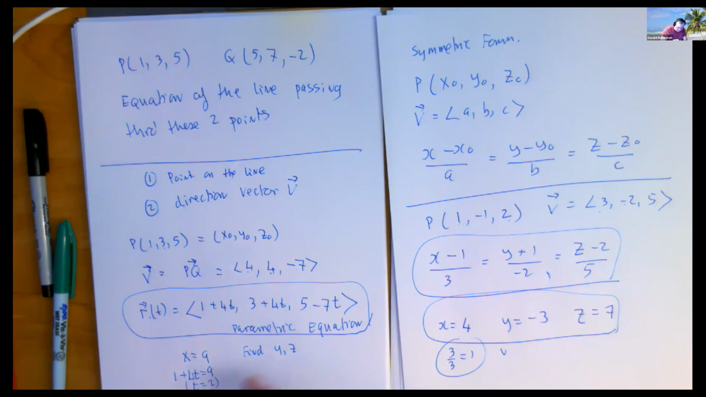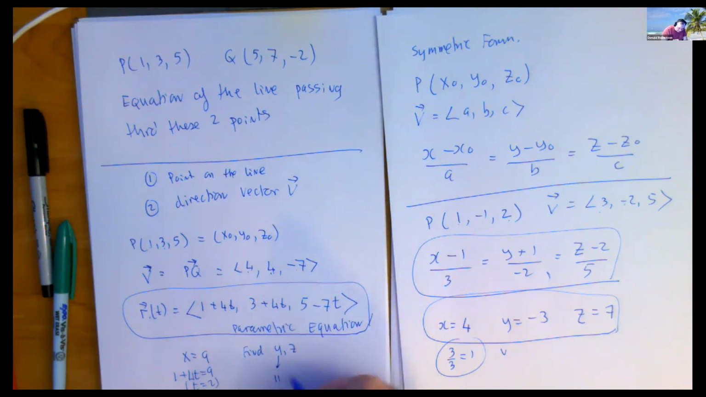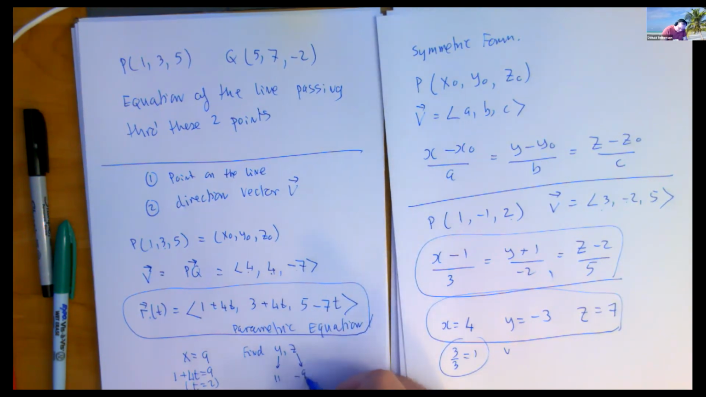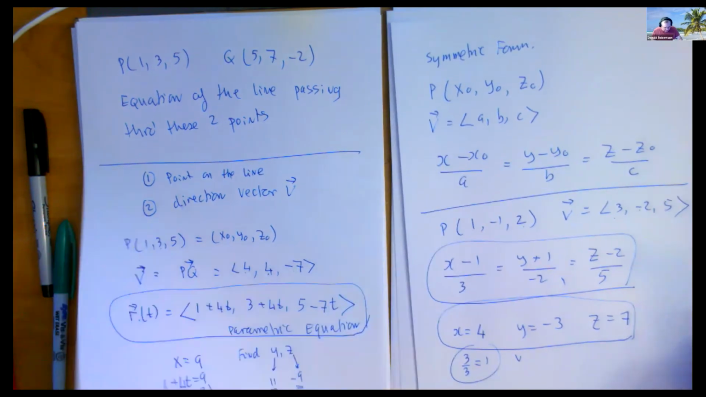And now I know the t value. Can't I figure out that y is 3 plus 8 and z is 5 take away 14, and there's the y and z that match it. It's a little bit different. Agreed? Now, let's talk about special cases of straight lines.